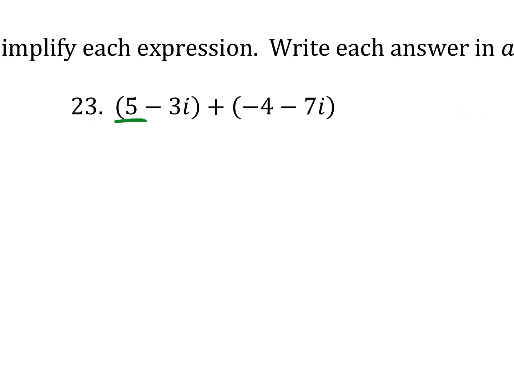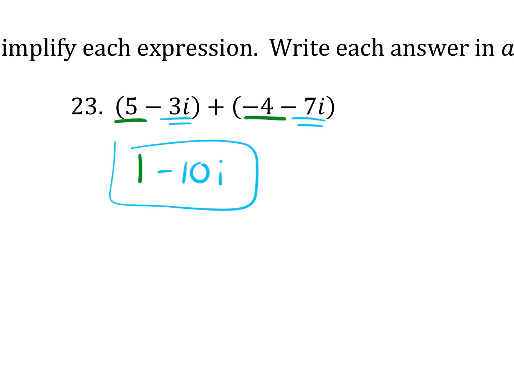So we want to combine the real parts together. 5 minus 4 would be 1. And then we combine our imaginary parts together. Negative 3i minus 7i is negative 10i. So you don't multiply? Not when it says plus.